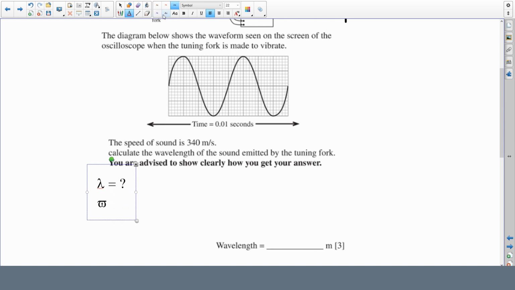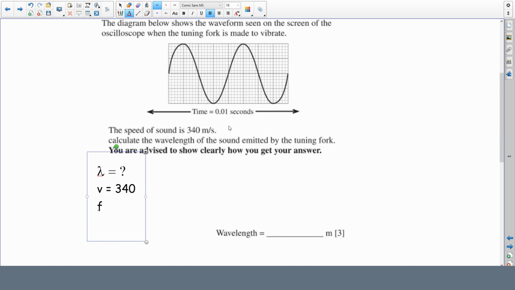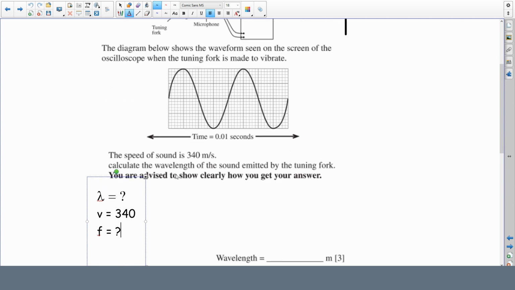We've been given the speed, v equals... That's not very good. Try that again. Take a new line. So v equals 340. And then I've got a bit of stuff going on. I'm not quite sure what's happening here, but I've got a pretty good idea that I'm going to be looking to find f. Because I've been given v, and I need lambda, it's almost certain that this is a v equals f lambda situation. So I need to be able to find f.